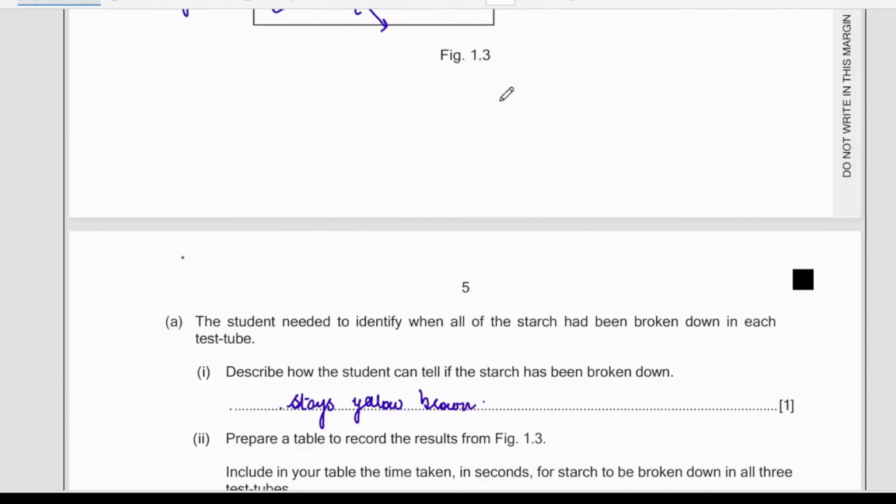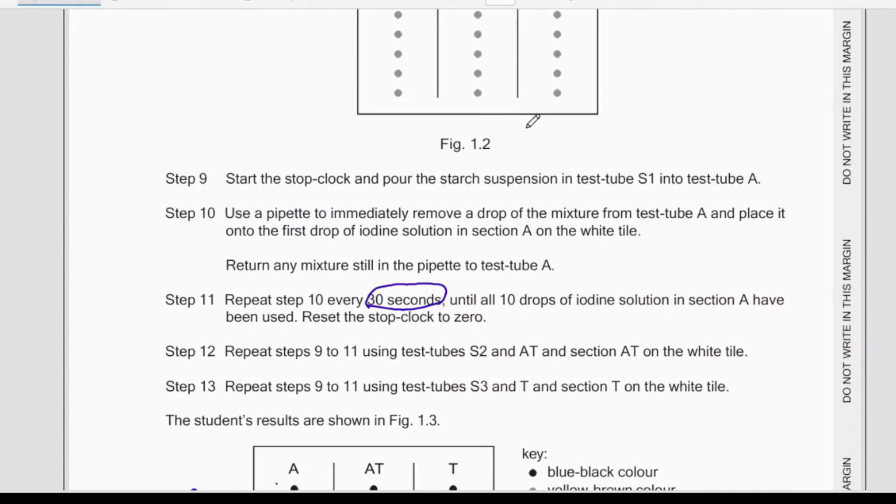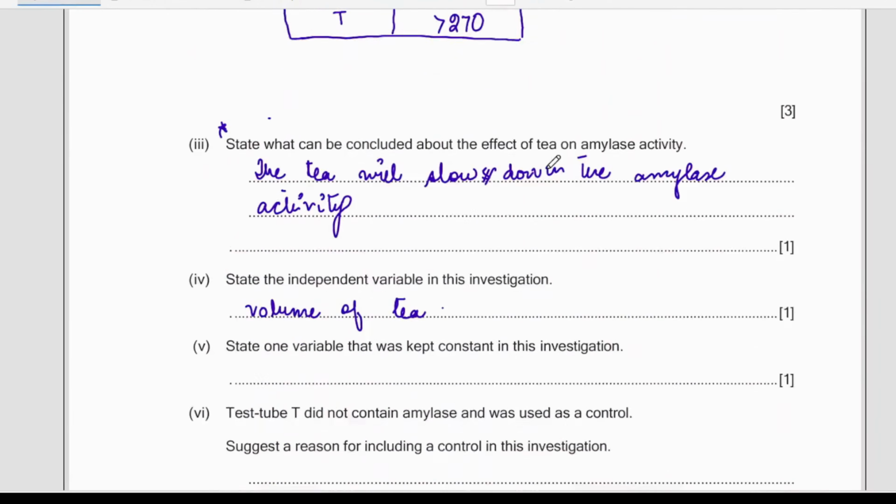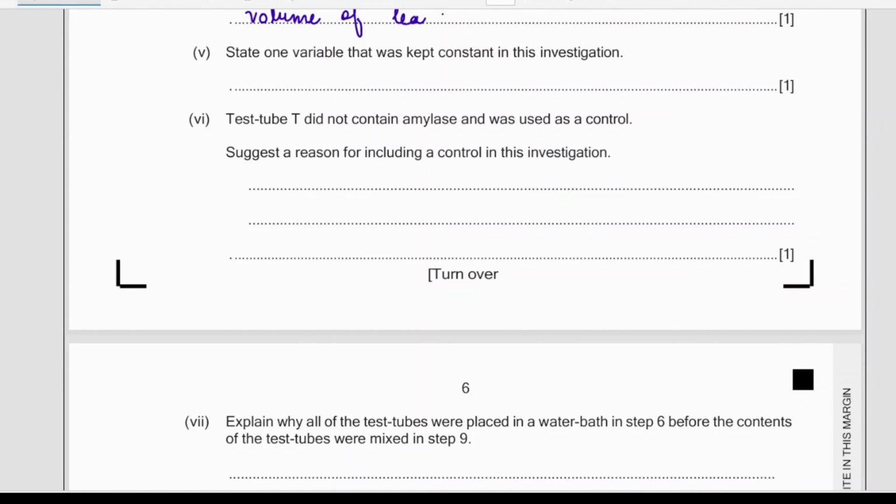Okay, state one variable that was kept constant in this investigation. So this was the whole experiment. What was kept constant? Okay. Temperature. Okay. The sampling time or equilibration time. What else? Okay, temperature. Starch, good. Volume of starch, the sampling time. Okay, you can also write that.